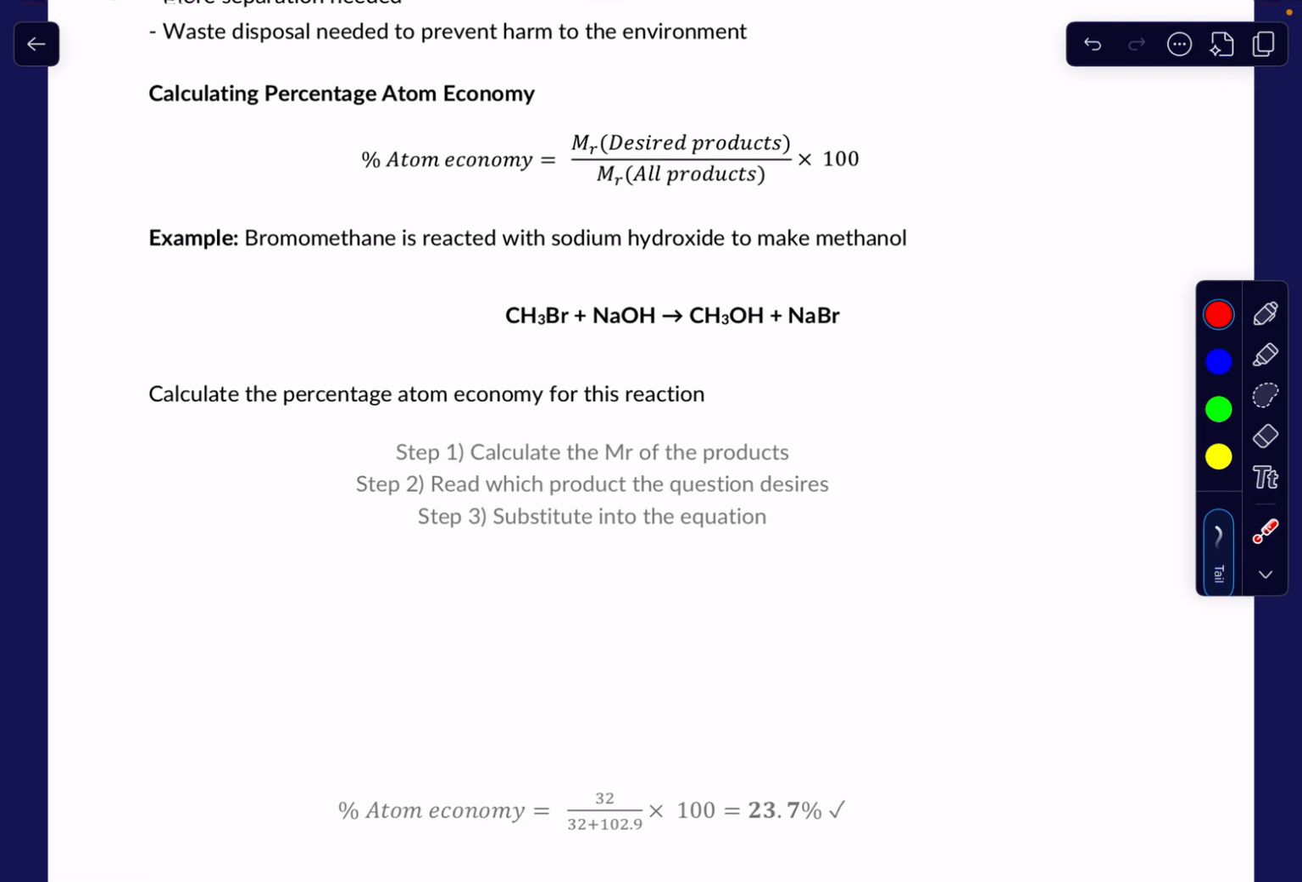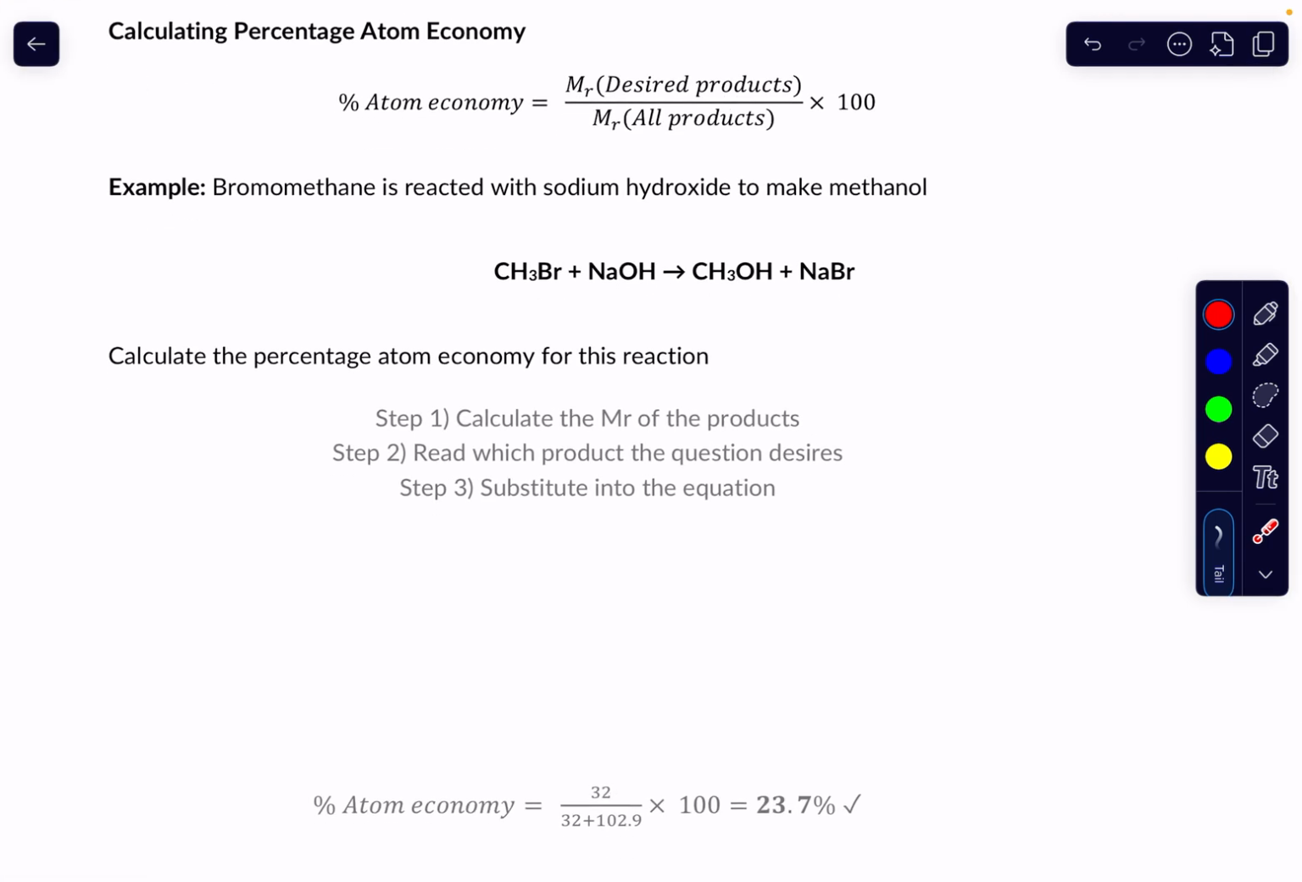What you can see here, for an example, is bromomethane is reacted with sodium hydroxide to make methanol. So there's our methanol, there's our bromomethane, sodium bromide. Calculate the percentage atom economy for this reaction. Calculate the MR of the products is step one. So what is the MR of these things? Use your periodic table. What does the product in the question desire?